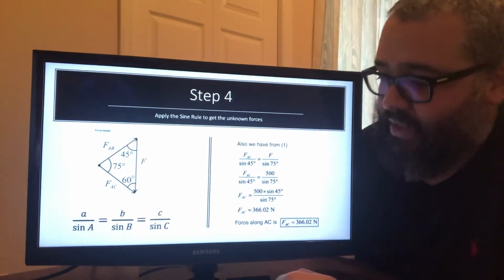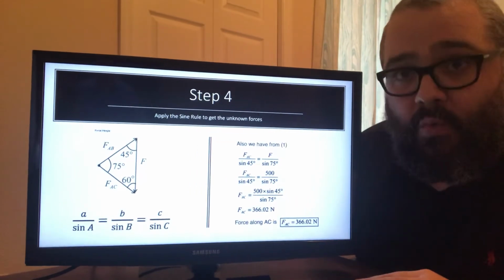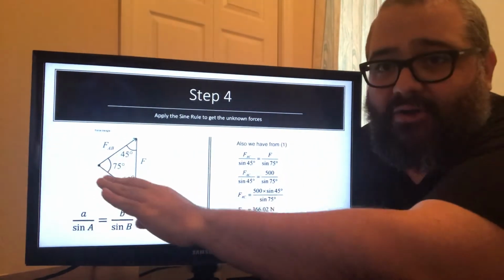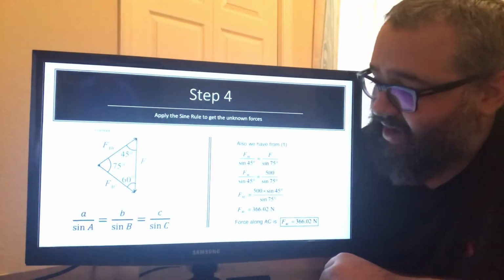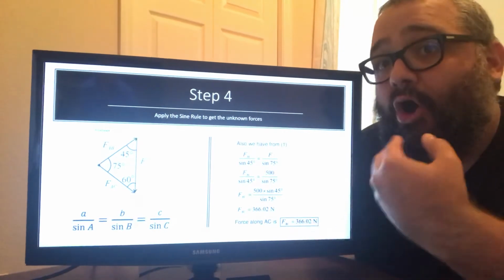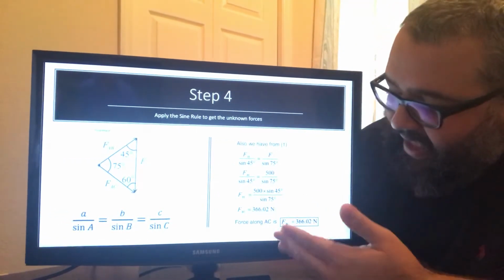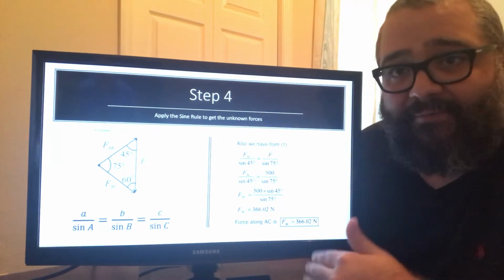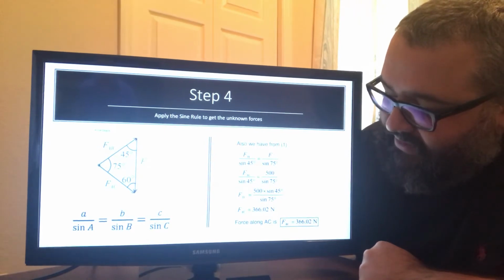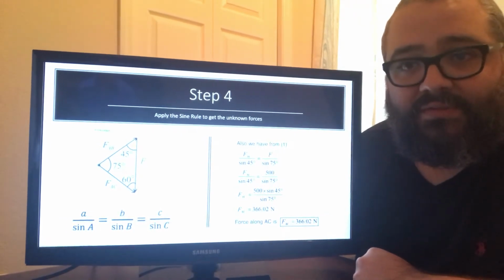Now, continuing applying this fourth step, we are able to get the other unknown force that we have, which is FAC. We do exactly the same thing. We grab the value that we know, which is the 500 newtons, divided by the sine of the angle that's in front of it, which is 75 degrees, and that will be equal to the unknown force divided by the sine of 45. And as we isolate FAC, we will get a value of 366.02 newtons.